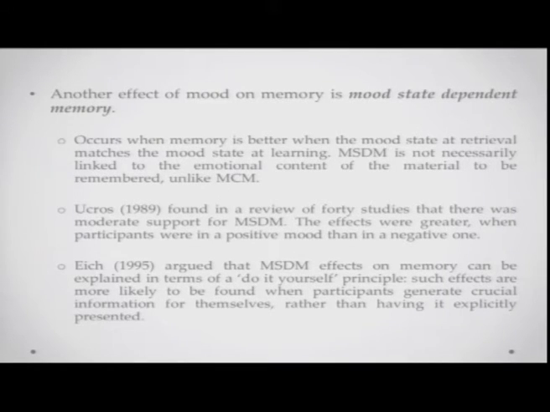Now, Eich in 1985 argued that MSDM effects on memory can be explained in terms of a do-it-yourself principle. The idea is that such effects are more likely to be found when participants generate crucial information for themselves rather than having it explicitly presented. So, if you ask participants to generate such memories, which generates their mood of a particular kind, through sentence writing, sentence making or describing kinds of mood manipulation techniques, then these effects are more reliable. So, that's one of the explanations that people have given.